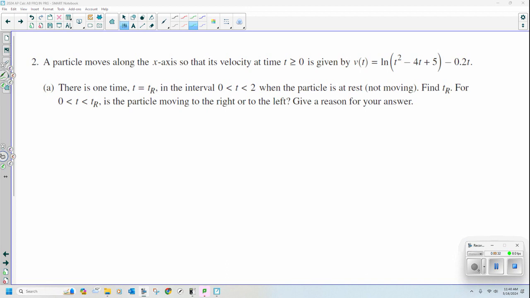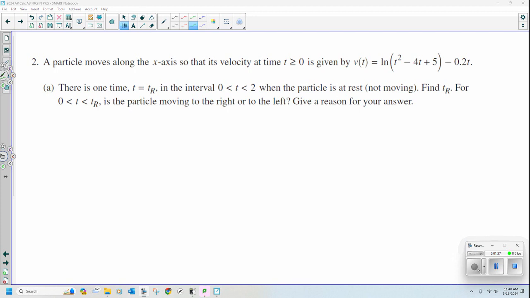Number 2 tells us a particle moves along the x-axis so that its velocity at any time t greater than or equal to 0 is given by v of t, which is the ln, or natural log, of t squared minus 4t plus 5 minus 0.2t. Now, 2a states there is 1 time t, we will call it tr, in the interval between 0 and 2, where the particle is at rest. And I love how they put in parentheses, it's not moving. It's at rest, it's not moving, kids. Find tr. Now it says, for some time t between 0 and tr, is the particle moving to the right or to the left? Give a reason for your answer.